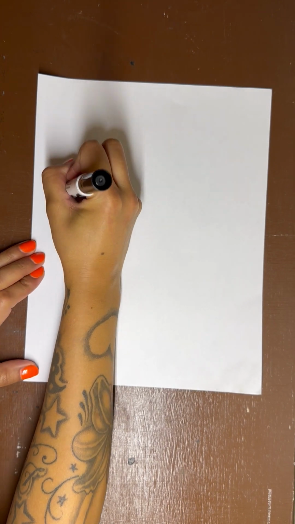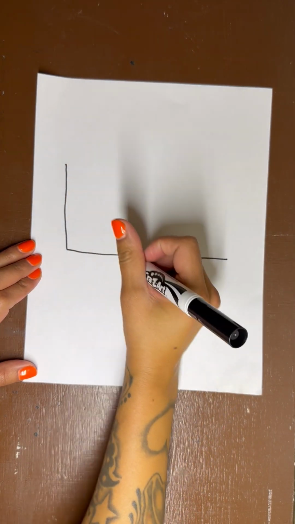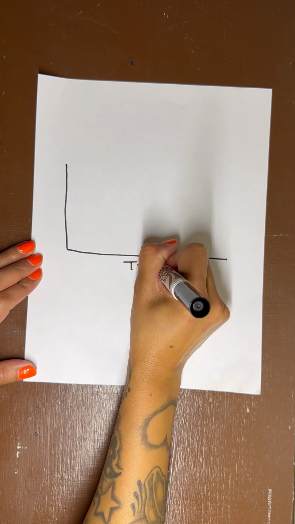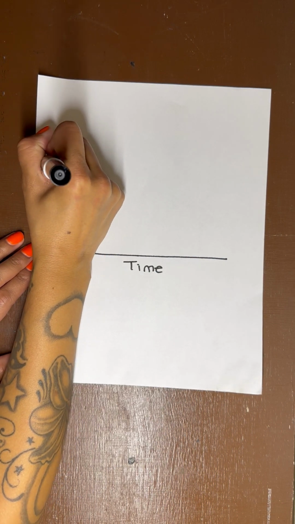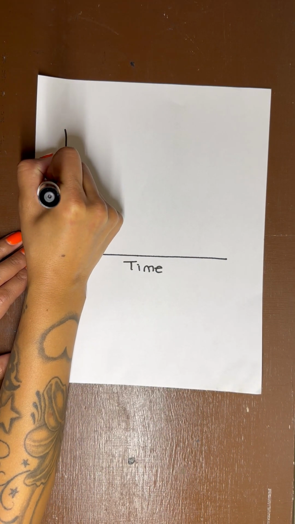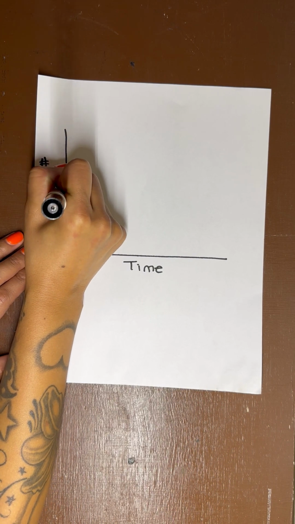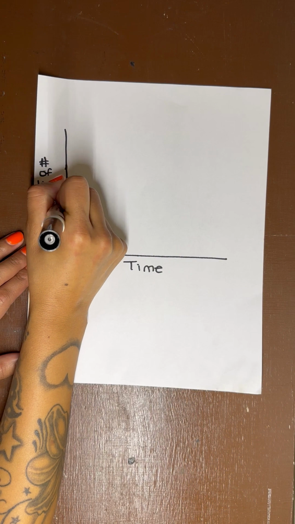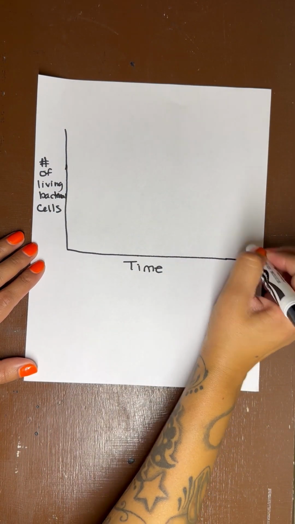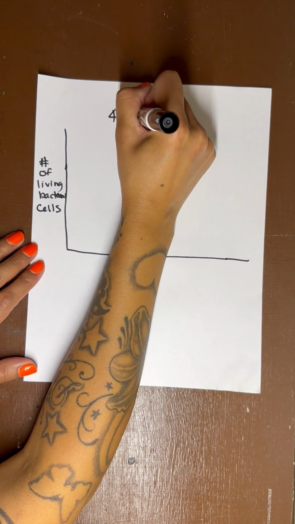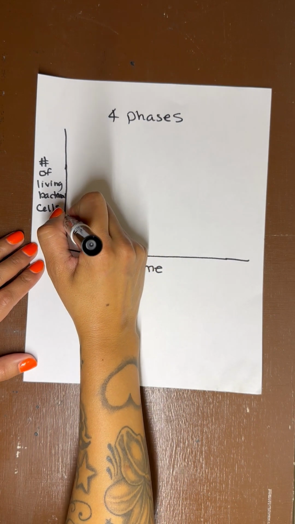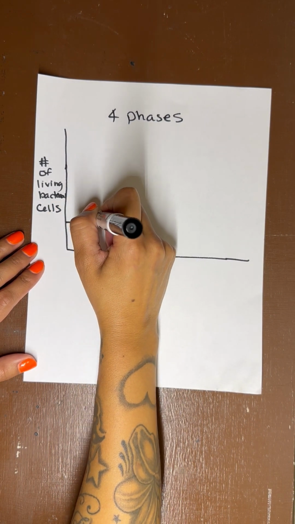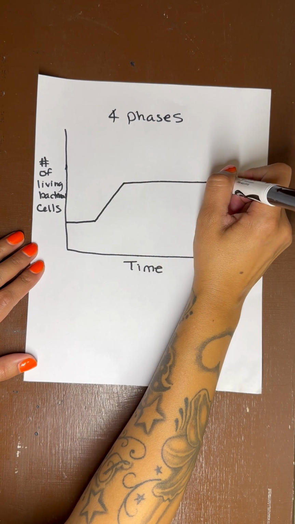When we look at bacterial growth, we look at this graph. On the bottom, we look at the time it takes for bacteria to grow. And on this side, it's the number of living bacterial cells. There are 4 phases to this graph, and we will explain what the phases are.